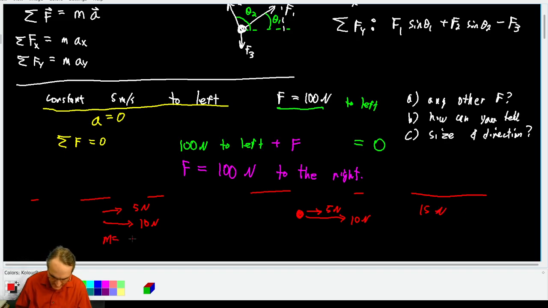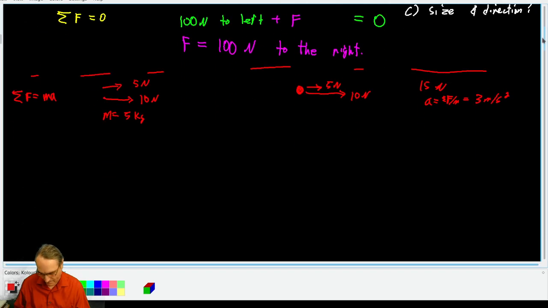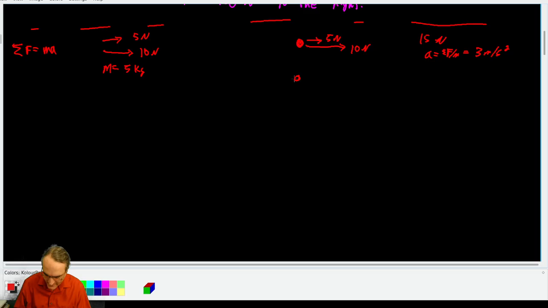And let's say the object has some mass. I think I'm going to go with 5 kilograms here. So we could actually use this to find the acceleration, which would be the sum of forces over the mass, and in this case would be 3 meters per second squared. Using the idea that the sum of forces equals ma, Newton's second law.